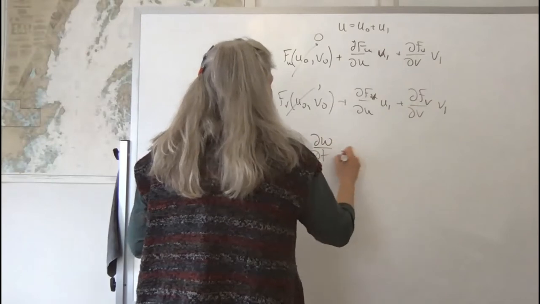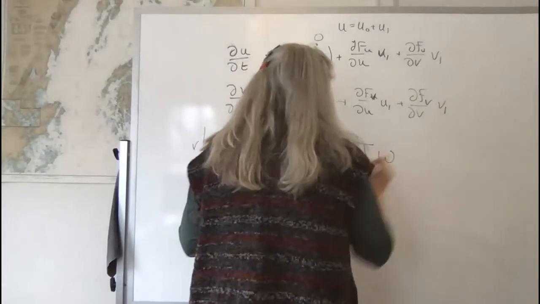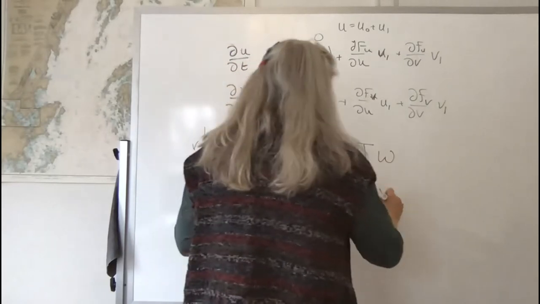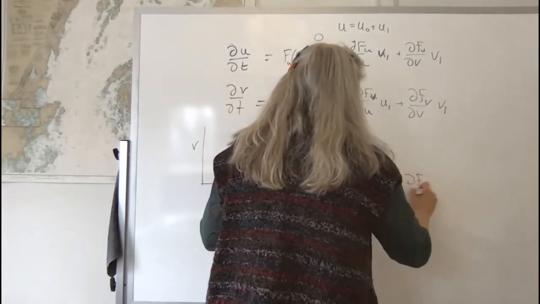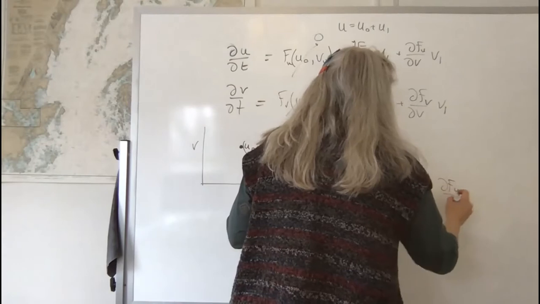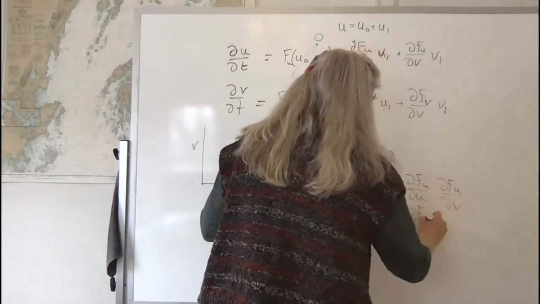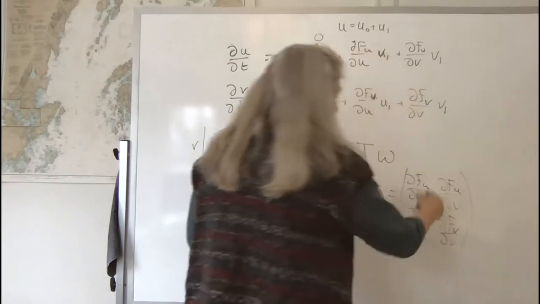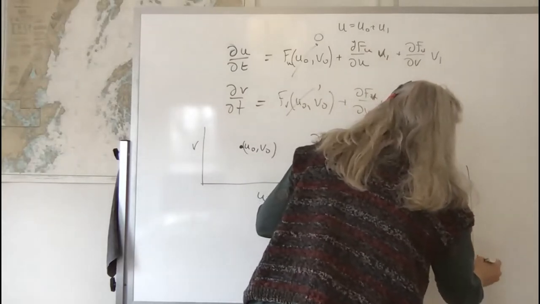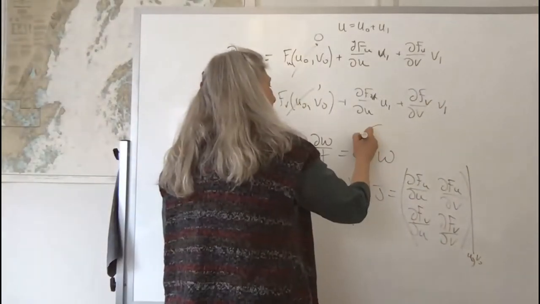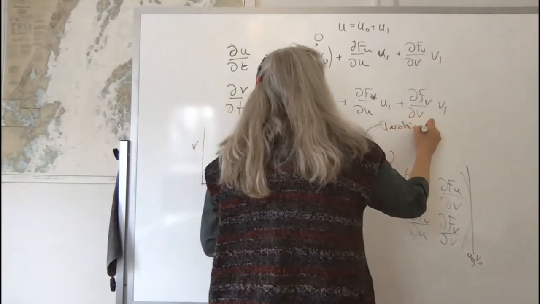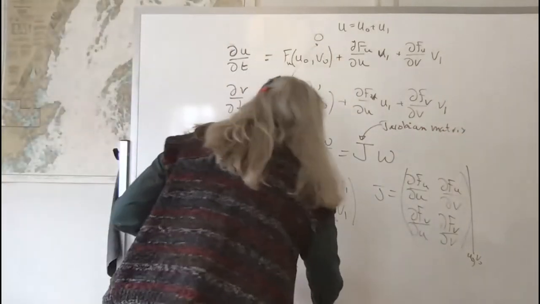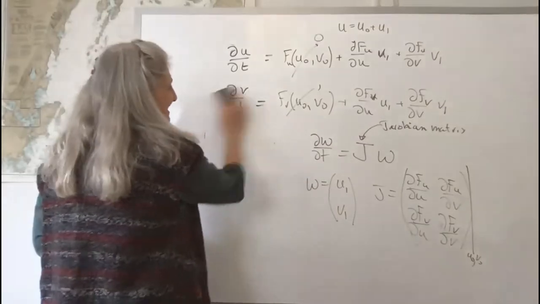dw dt is equal to J times W, where W is this, u1, v1. And J looks like this. It's a matrix: df v du, df v dv. And this is all evaluated at u0, v0. So this thing is the Jacobian matrix.